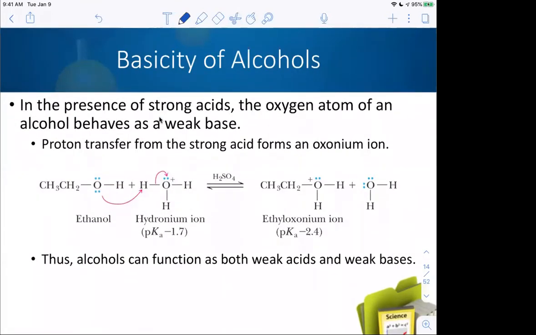Now, alcohols can also act as bases. Remember, I have these lone pairs. They can be Lewis bases and donate a lone pair. So when I have a strong acid, the oxygen atom of an alcohol can behave as a weak base. Here I have an example of a proton transfer reaction from the strong acid to this base, ethanol. Remember, this is electron rich. This is going to be electron poor.